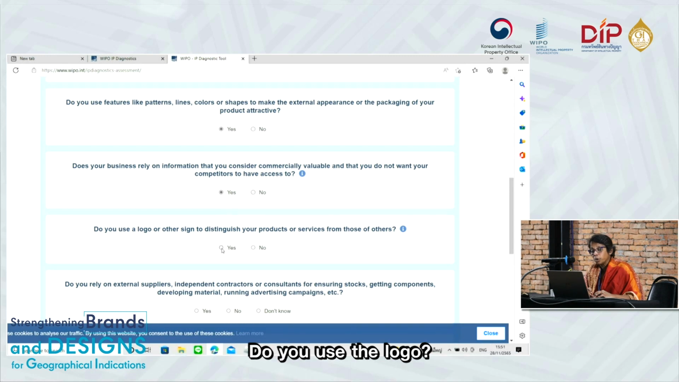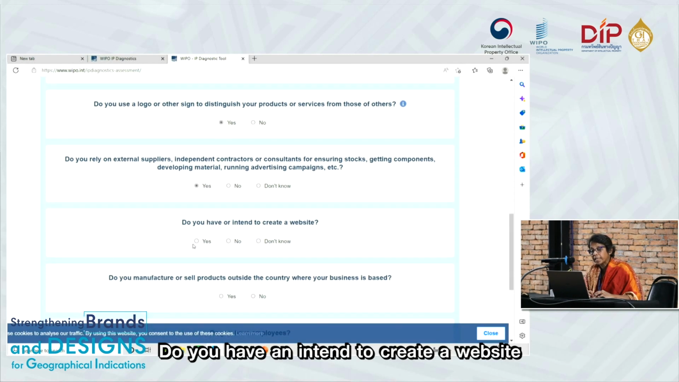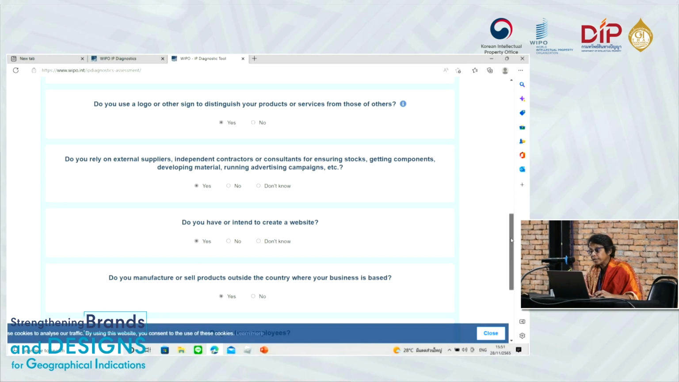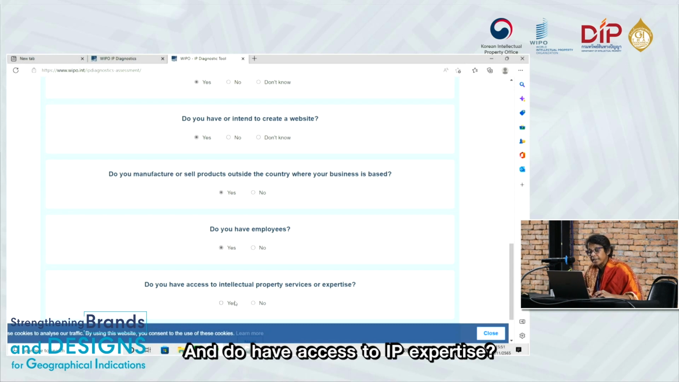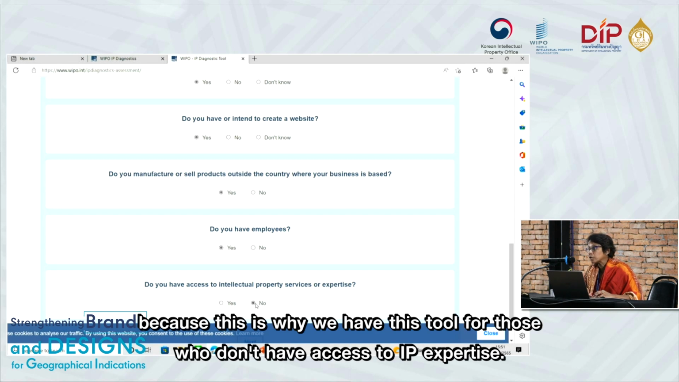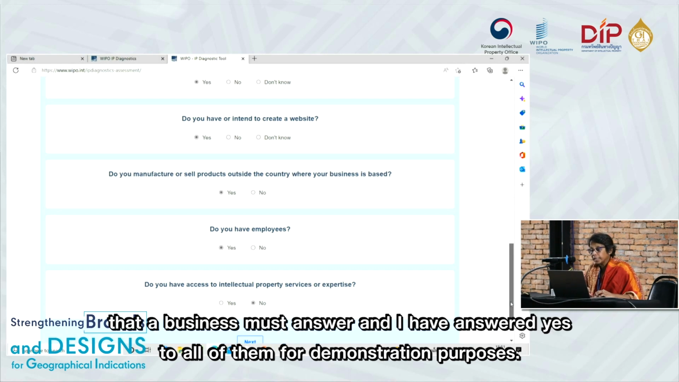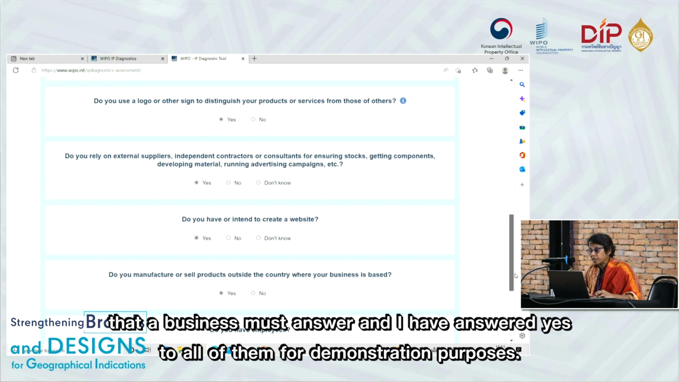Do you use a logo? Do you rely on external suppliers? Do you have or intend to create a website? And do you manufacture or sell products outside the country? Do you have employees? And do you have access to IP expertise? And here I will answer no, because this is why we have this tool, for those who don't have access to IP expertise. So as you can see, these are 10 basic questions that a business must answer. And I have answered yes to all of them for demonstration purposes.